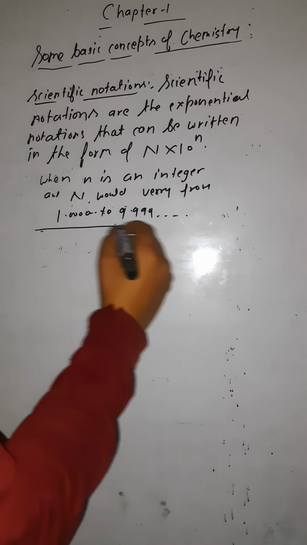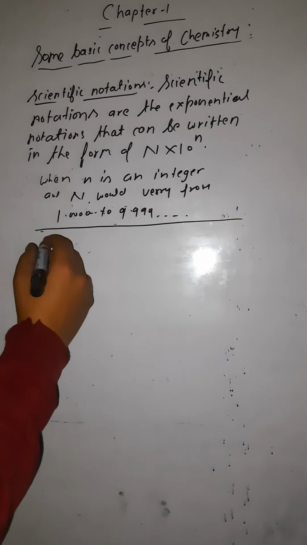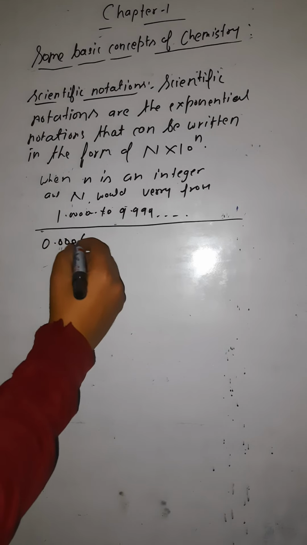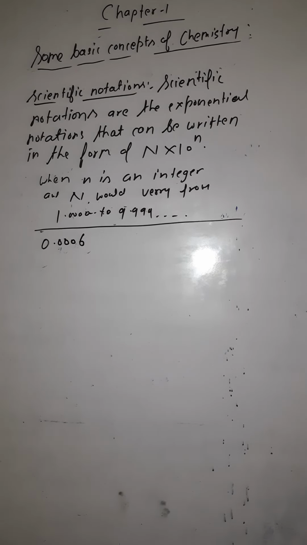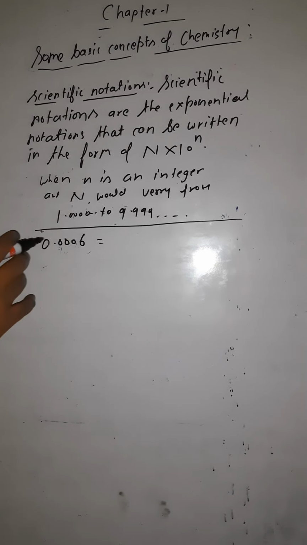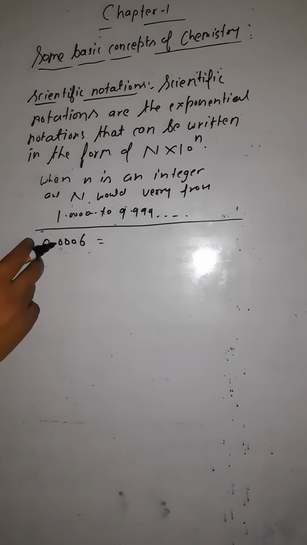Yes. So let's write some decimal expressions in scientific notation. I am giving you some examples to write in scientific notation. Let's say you have to write 0.0006 in scientific notation. How would you write 0.0006 in scientific notation? If you are to write this in scientific notation, you would have to shift the decimal towards the right.